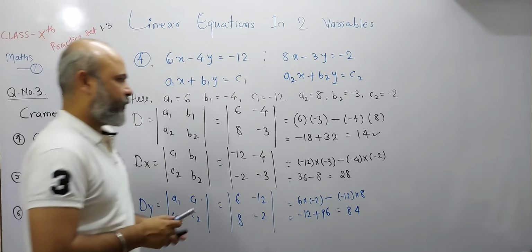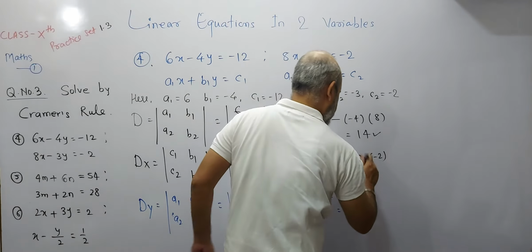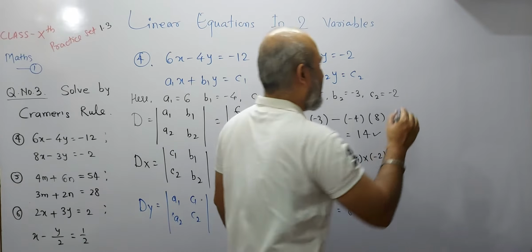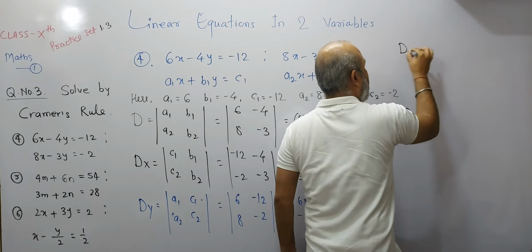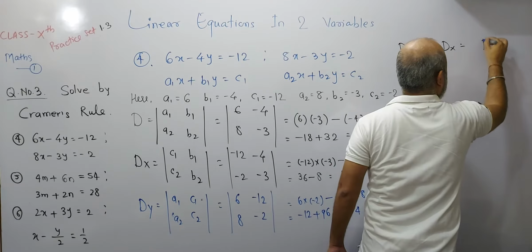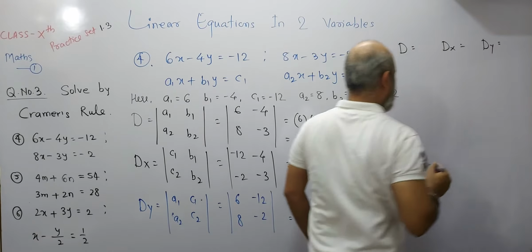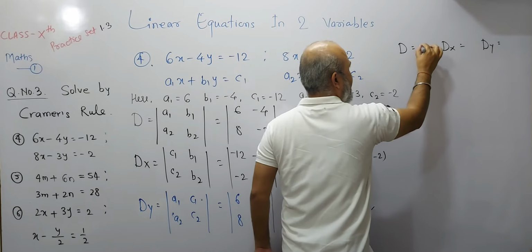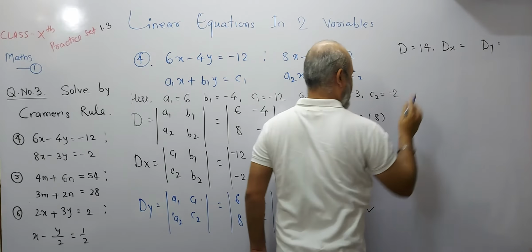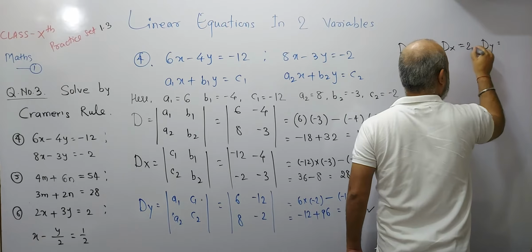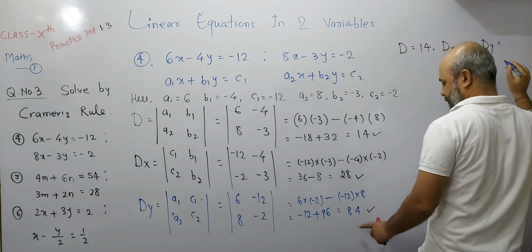So this is the value of D, then you are getting the value of Dx and Dy. So I will write the values here, D and then Dx and then Dy. So what is the value of D? D is 14. Dx is 28 and Dy is 84.